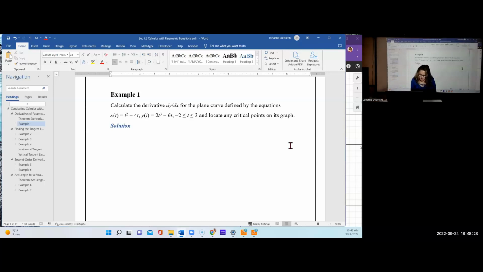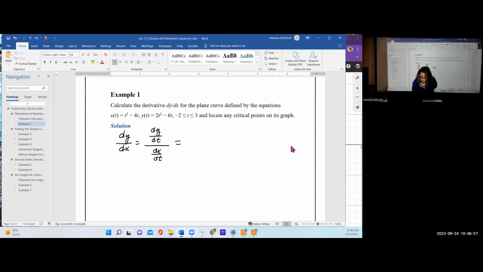So we're going to start off here, and we're going to write down our formula. dy/dx is equal to dy/dt divided by dx/dt. And again, make sure when you're doing a complex fraction that you make the primary division bar longer than the other two. So now we need to find dy/dt. Well, y is 2t cubed minus 6t. So we just take the derivative of it.